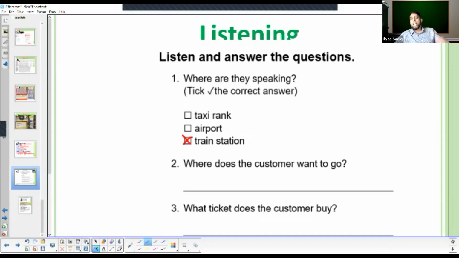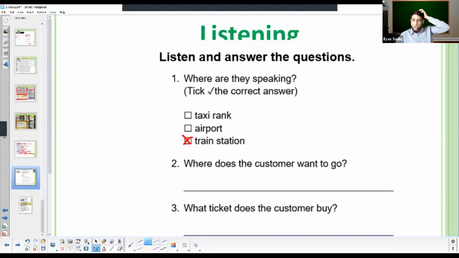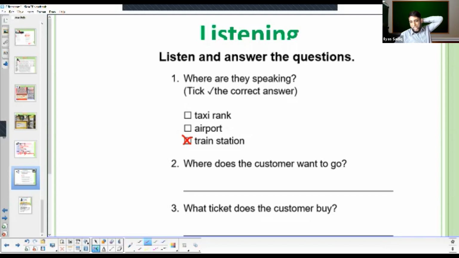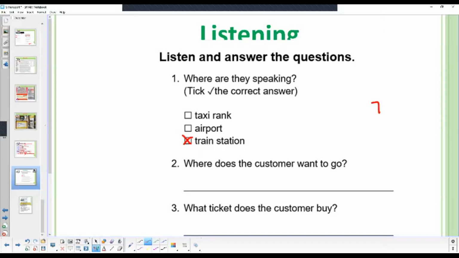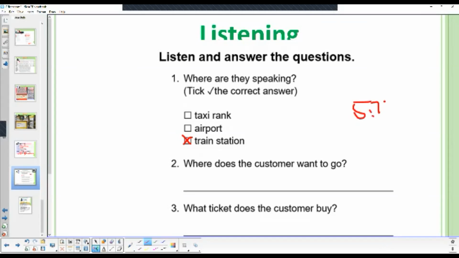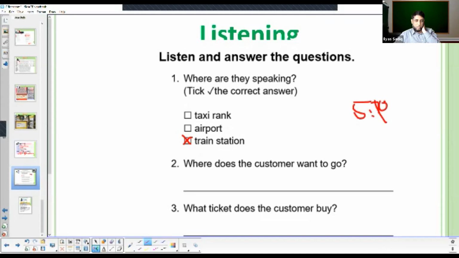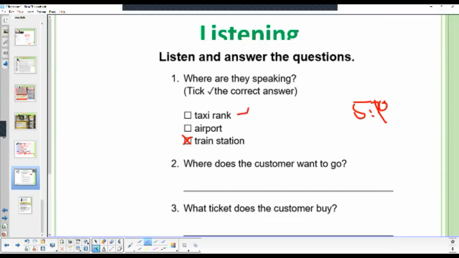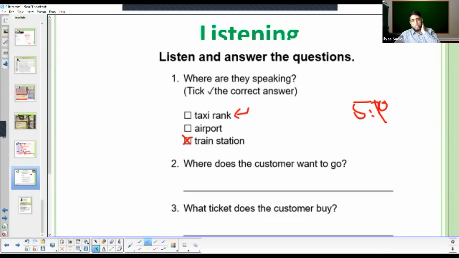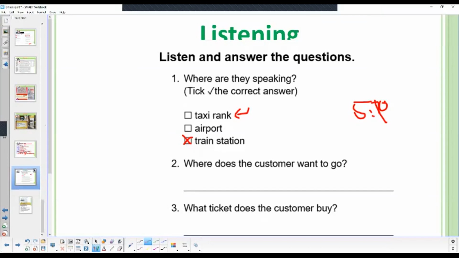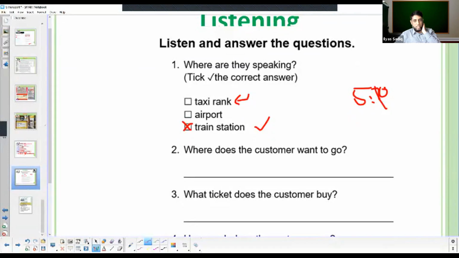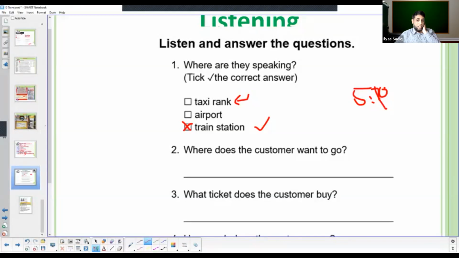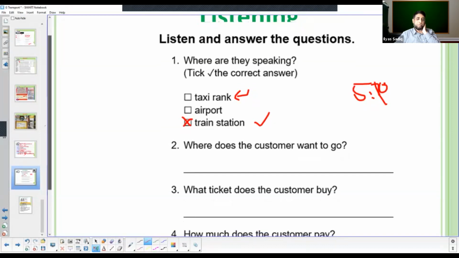And of course, there is a clue about how much the ticket cost: £5.10. So it is not an airplane ticket, of course. And in a taxi, we don't ask for a ticket, right? So there are many clues pointing to the train station. An airport ticket could not be that cheap. So the train station is the last option.